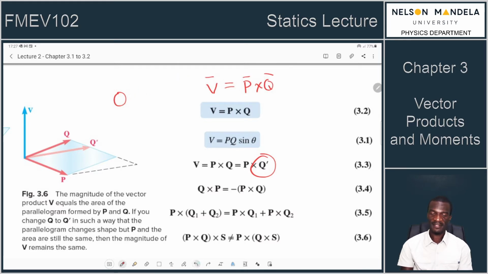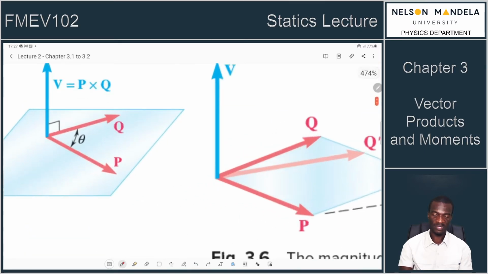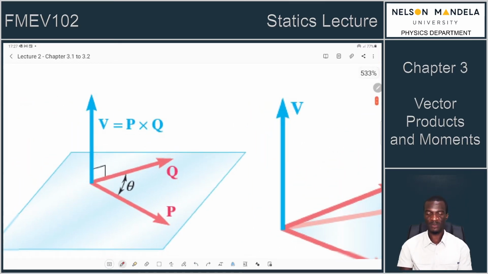If you have P cross Q, let's use the vector notation. So this is our P vector into our Q vector. If you have P cross Q, then you generate the cross product V.